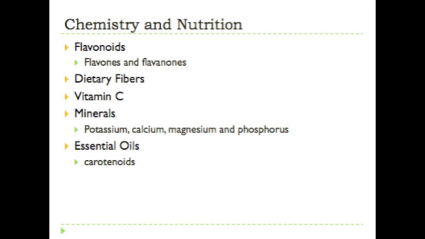For instance, they have flavonoids, specifically flavones and flavonones, which are aromatic chemicals which are good antioxidants. Furthermore, they have dietary fiber and vitamin C, which are essential in the human diet. Lemons are also a source of minerals which are needed in the body. There are also essential oils in lemon juice, which, as we will later find out, can also aid in human health.